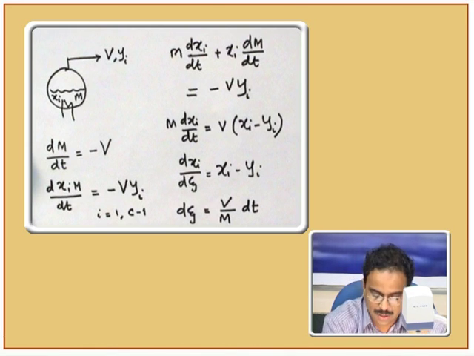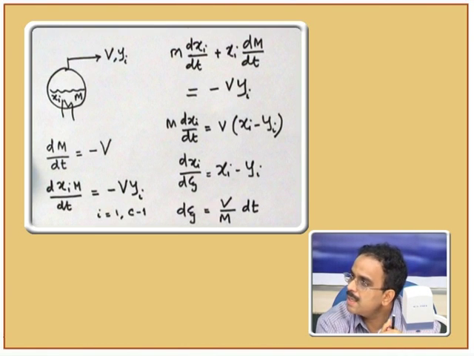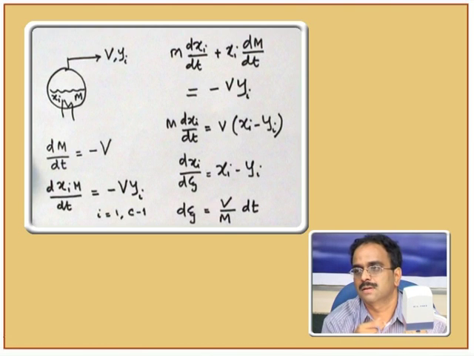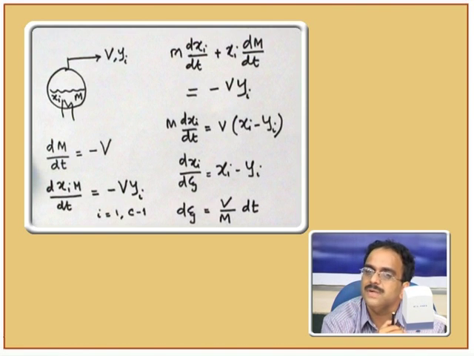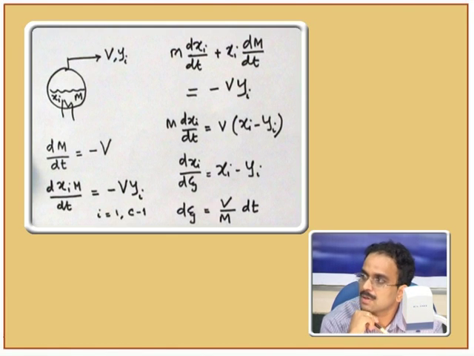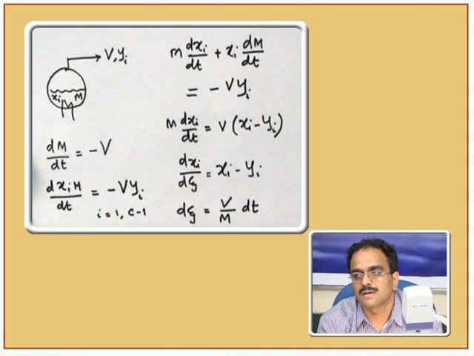If I solve these equations with respect to time or non-dimensional time, what do I get? I get the relationship between x and t, how the different compositions change with respect to time in this particular still. But look at this equation, what do you have here? It depends on what? Now this y and x, are they related to each other?